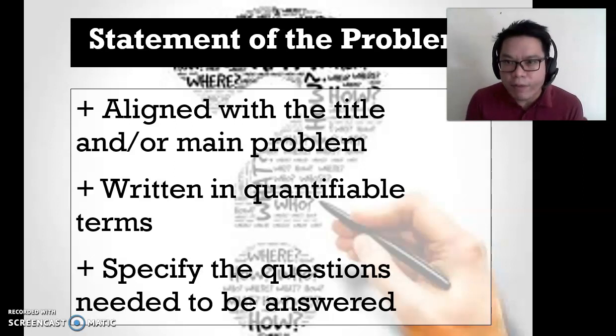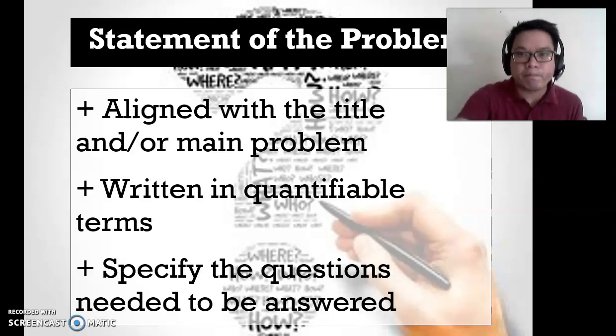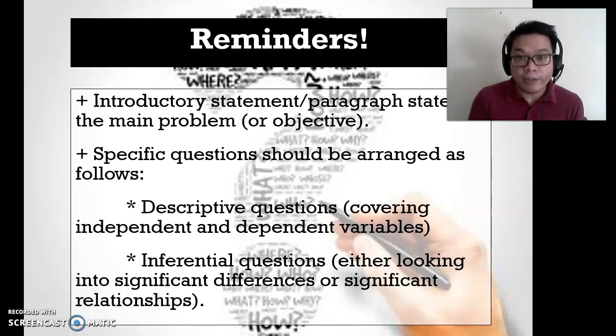So you must be specific. What are the things that you really want to find out after you conduct your research? Just as a reminder, the first paragraph in the section of statement of the problem should be your main objective. That's your introductory statement or statement of the problem.